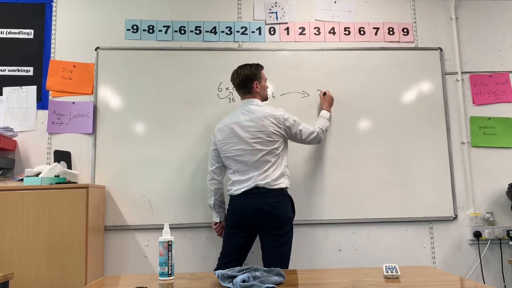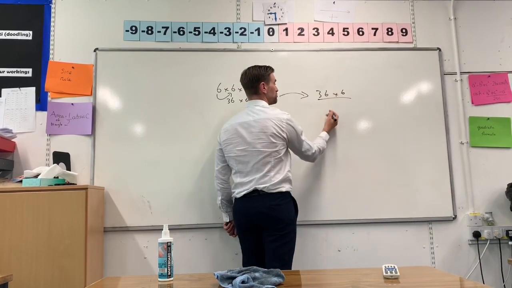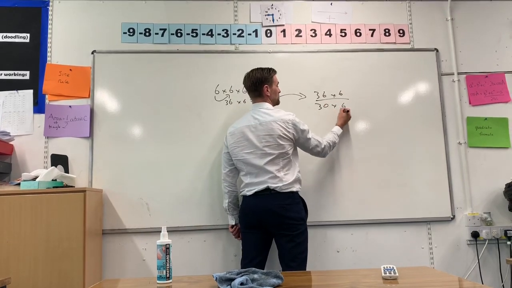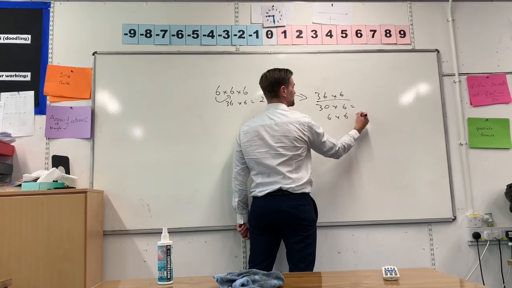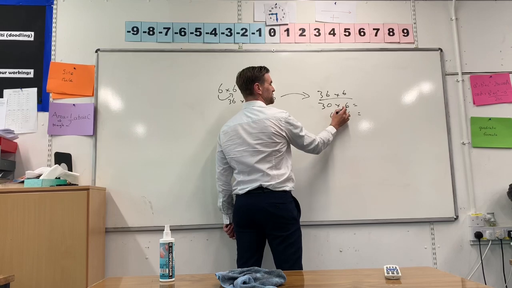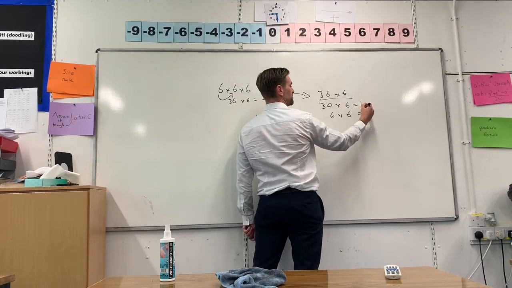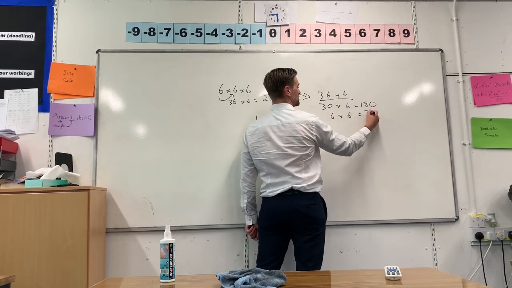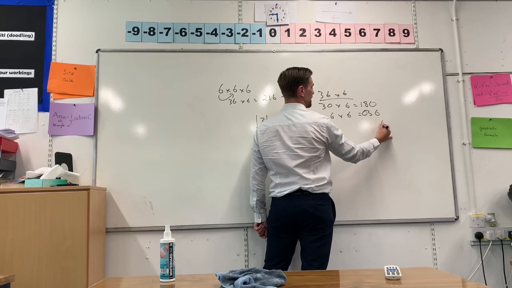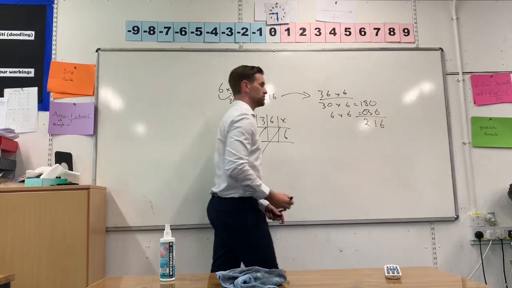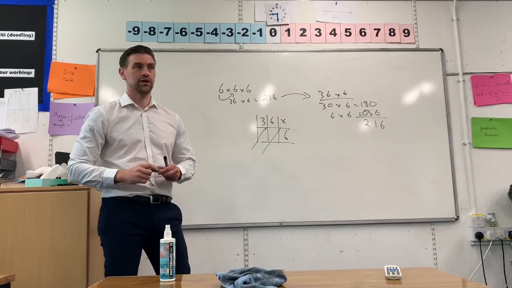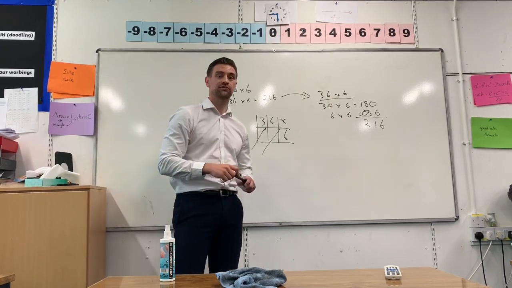The other way you could do that is what I'd call my common sense way. 36 times 6. You can break it down into 30 times 6 and 6 times 6. Well, 3 times 6 is 18, so 30 times 6 must be 180. 6 times 6 is 36. Add those up. 216.